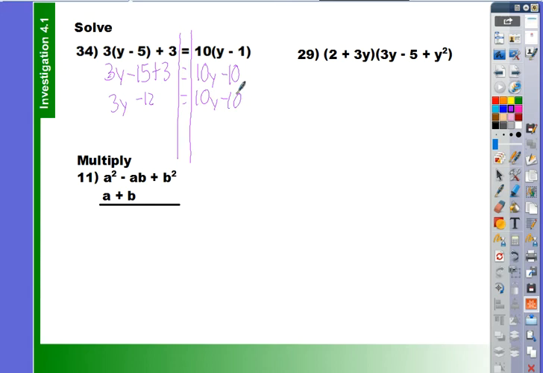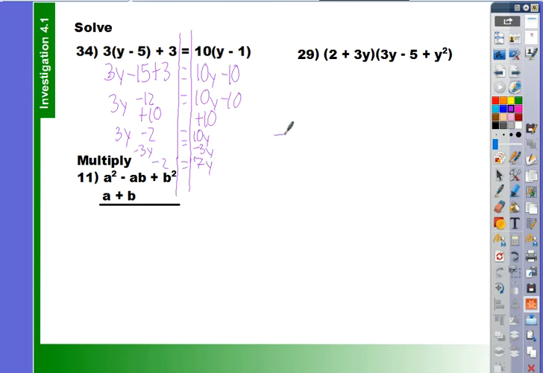And then I decided I'd get y on this side and my numbers on this side. So the first thing I did was I added 10. And then you get 3y minus 2 equals 10y. And then you're going to subtract 3y, and you get -2 equals 7y.